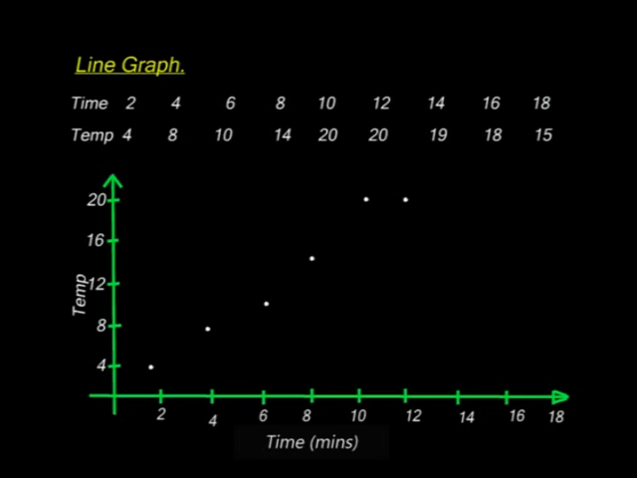At 14 minutes, I have 19, it dropped a bit. At 16, it dropped further to 18. And after 18 minutes, the temperature was 15 degrees Celsius. So I have those dots representing that. And all I need to do to complete my line graph is to join all those points. So there I have my line graph.